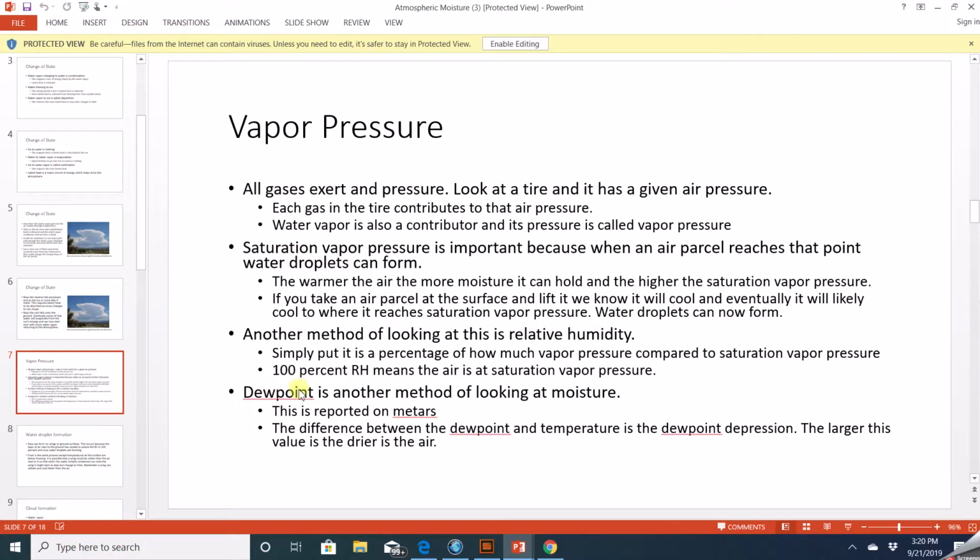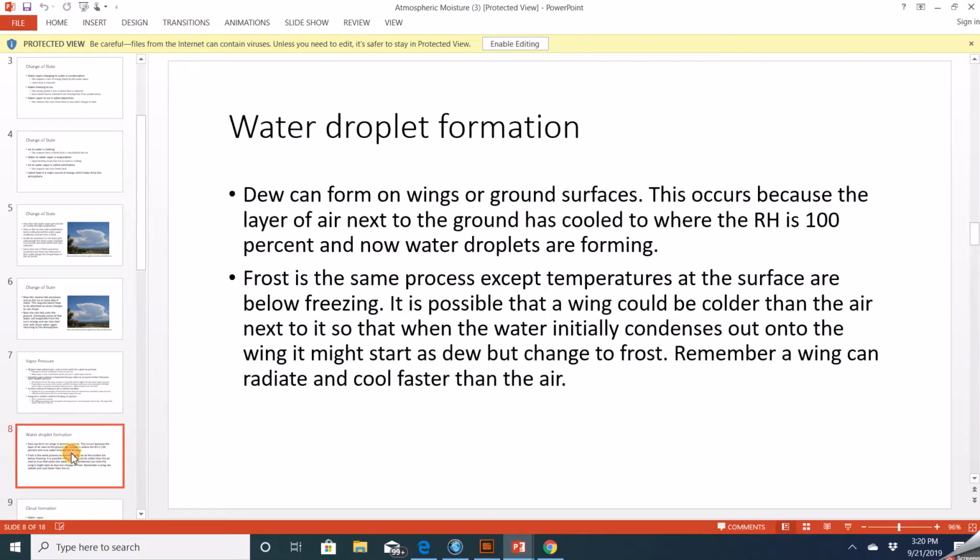Dew point's just another mechanism of looking at moisture. And relative humidity is just using the vapor pressure of the water vapor divided by the saturation vapor pressure to get what percentage of saturation the air is. That's relative humidity, how saturated the air is. Now, if the air is 100% saturated, you're probably going to start thinking about clouds forming.